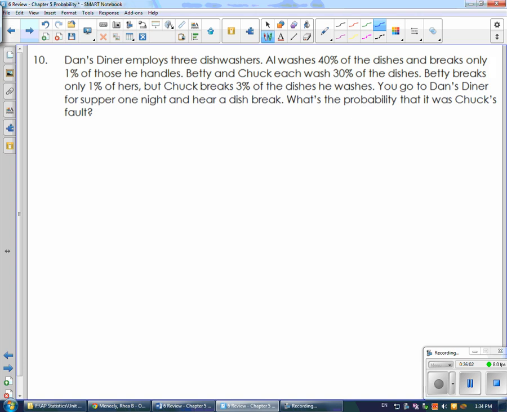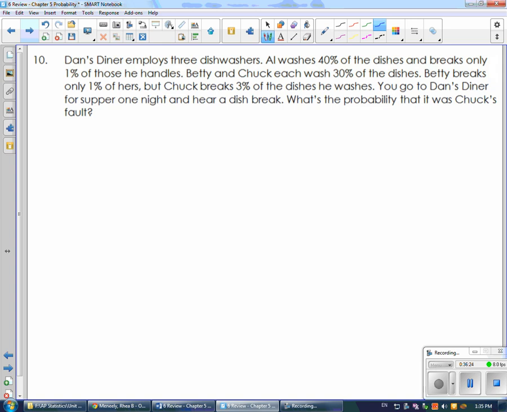Number 10, Dan's Diner employs 3 dishwashers. Al washes 40% of the dishes and breaks only 1% of those he handles. Betty and Chuck each wash 30% of the dishes. Betty breaks about 1% of hers and Chuck breaks 3% of the dishes that he washes. You go to Dan's Diner for supper one night and you hear a dish break. What's the probability that it was Chuck's fault?